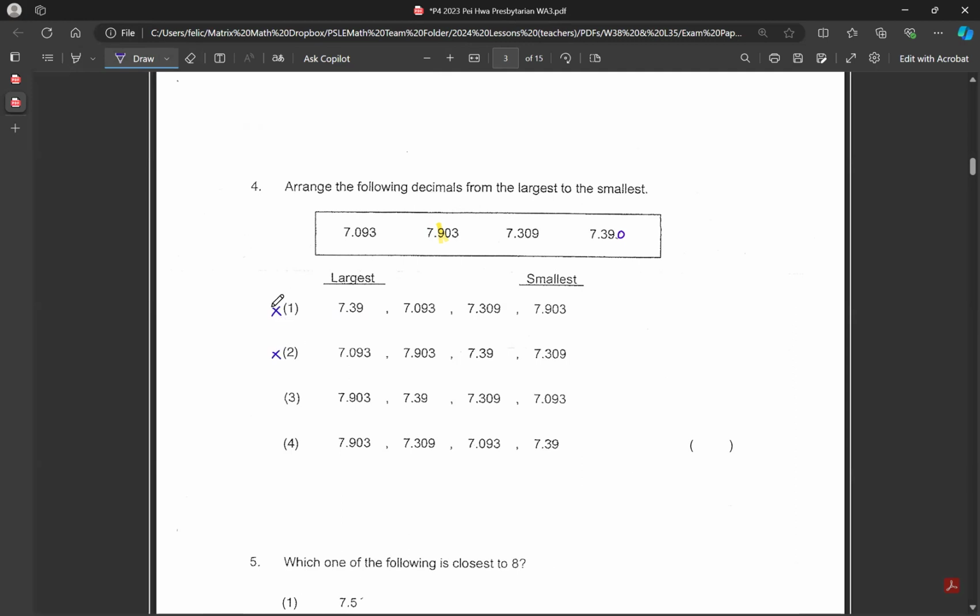Cross out already. The next comparison will be 3 and 3. So which one is larger? This 309 versus 390. You can see it like that. So obviously 390 is larger. So this is number 1, number 2. So obviously it will be option 3. You can check down the road, 7.309 is the next one. The smallest will be 7.093, since there's a 0 after the decimal point. So that's the smallest.